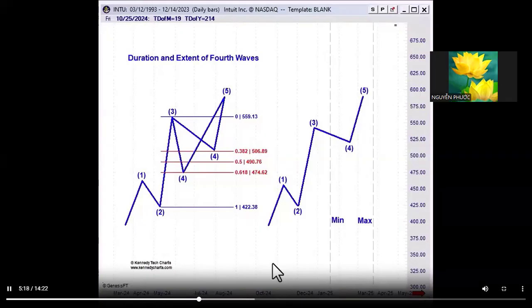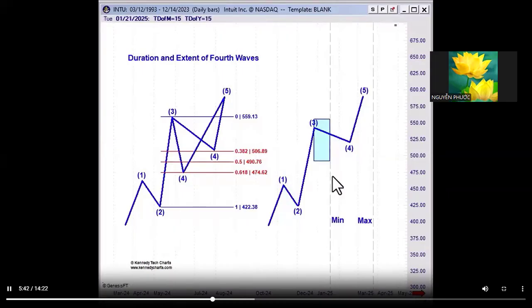But just a rule of thumb, again, I offer this as a guideline, not a rule, but this is a guideline that I tend to follow in my own Elliott wave counting: as far as a minimum duration for a fourth wave, I want it to last at least as long as wave 2. So that would be the minimum. I'm not going to look for the culmination of wave 4 prior to the duration equality with wave 2.